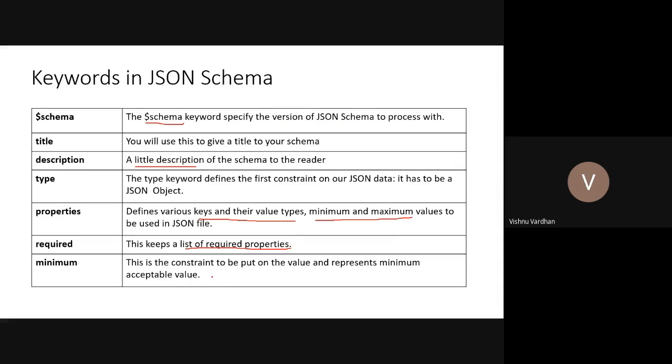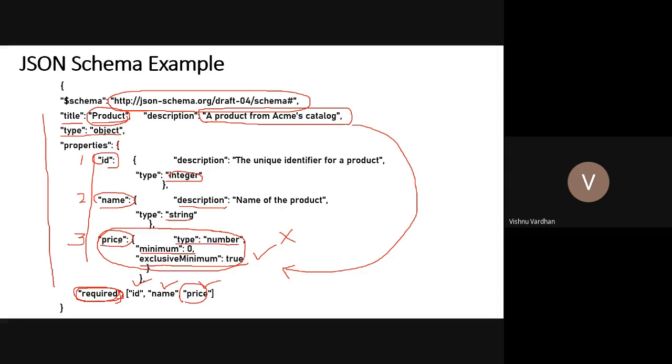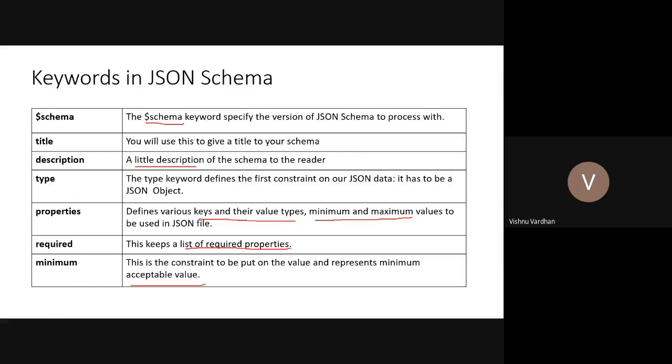Then minimum. This is the constraint to put on the value and represents the minimum acceptable value. What is the minimum value for that particular property? Suppose there is a price. You cannot put a number like minus 250. The price cannot be minus 250. It should be greater than or equal to 0. So that condition we are stipulating with this keyword minimum: 0.